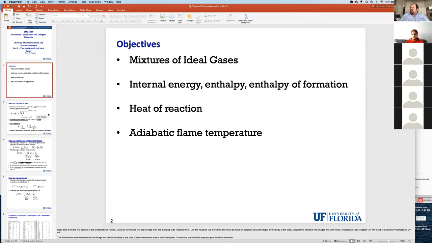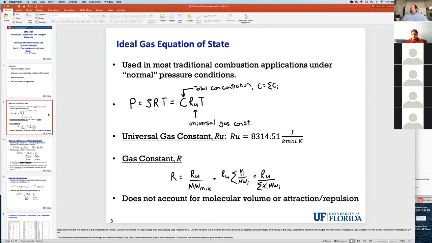Okay, first, to refresh your memory on the ideal gas equation of state. It is used in most traditional combustion applications under, quote, normal pressure conditions. It's given by the equation of state P equals rho R T, or equivalently, P equals the molar concentration times the universal gas constant times T, where the total concentration is just the sum of the concentrations of all the different species.